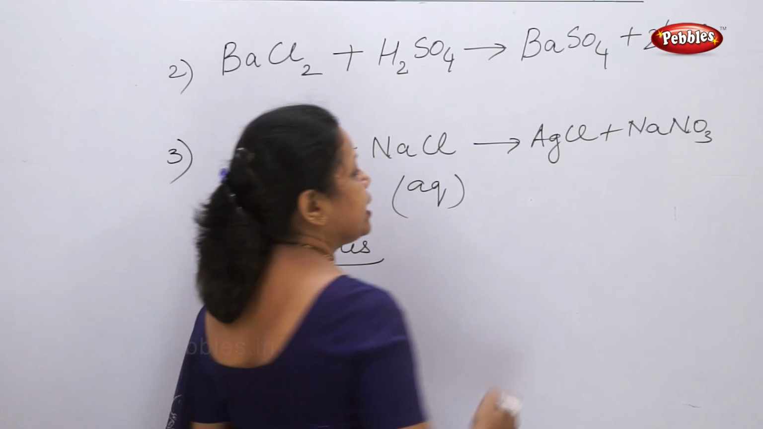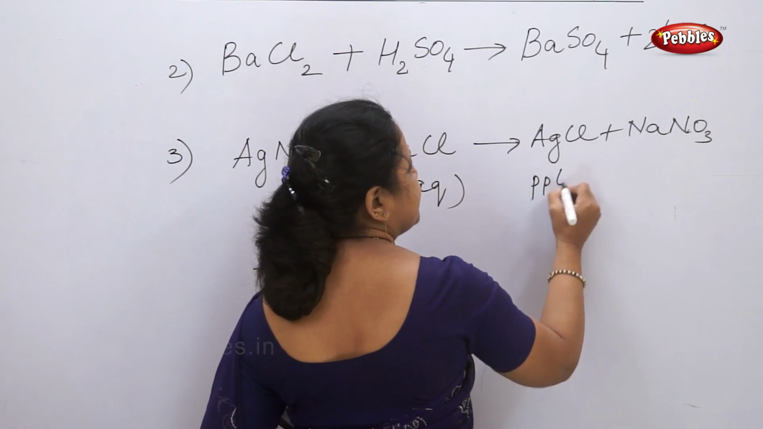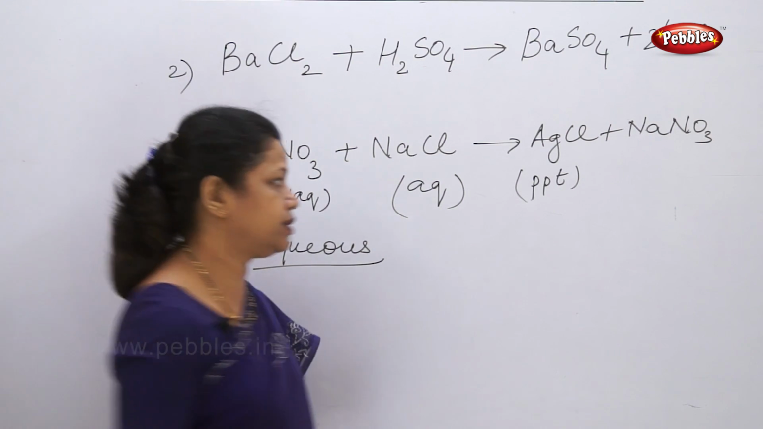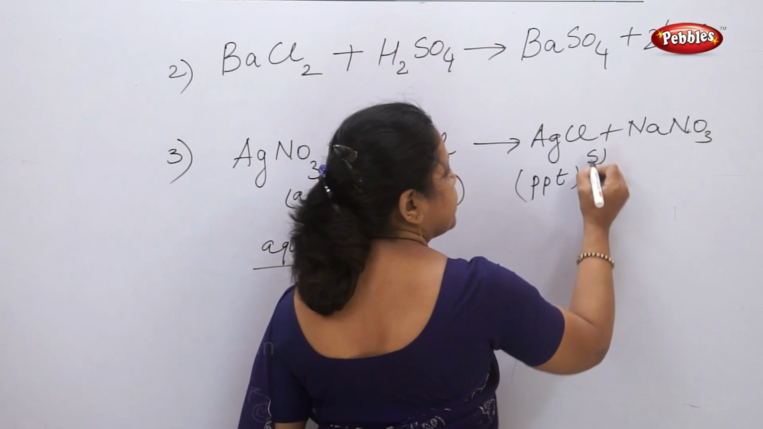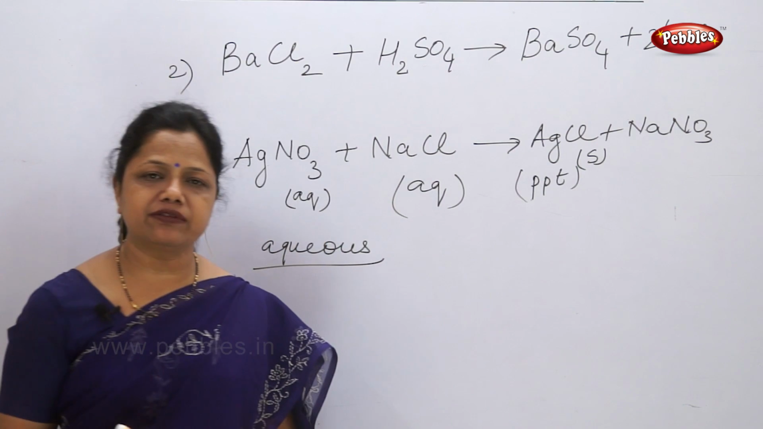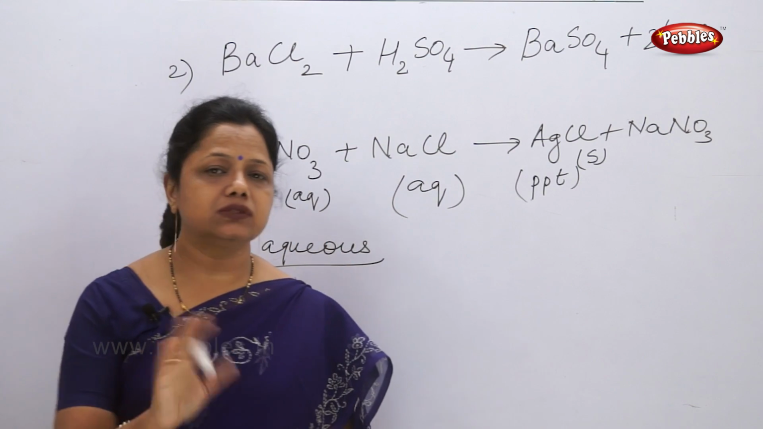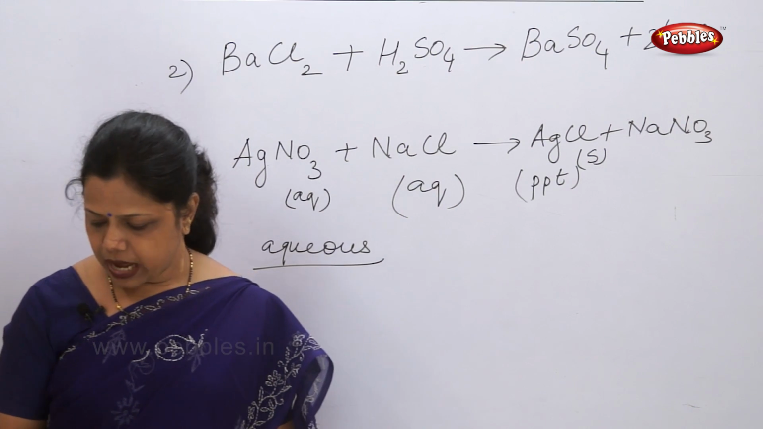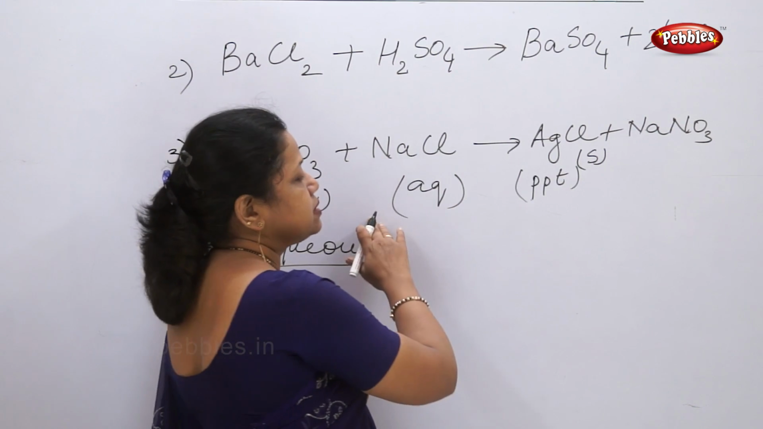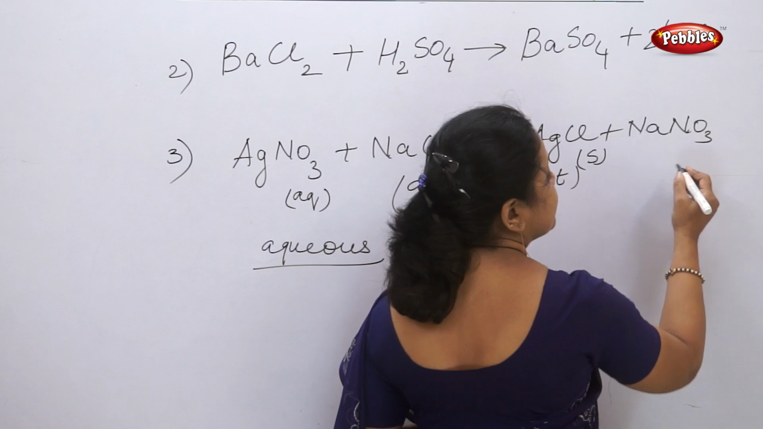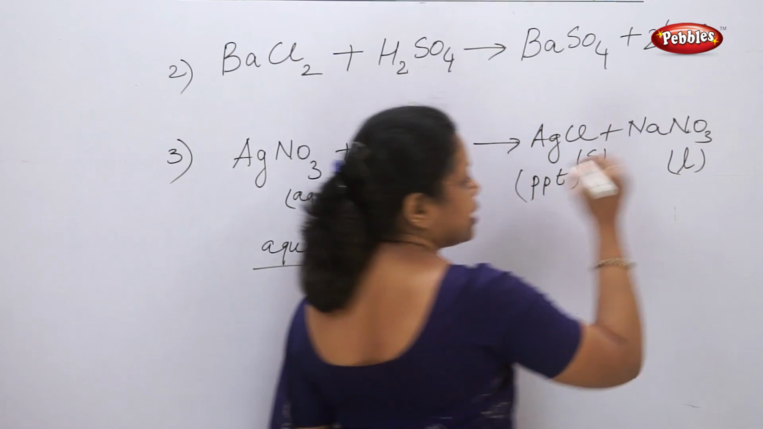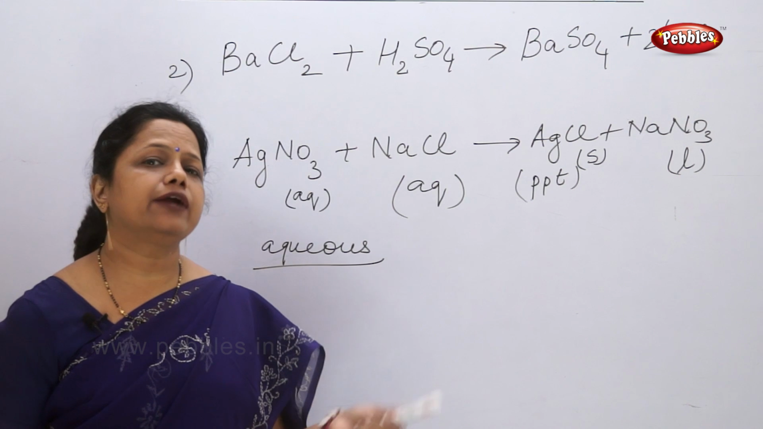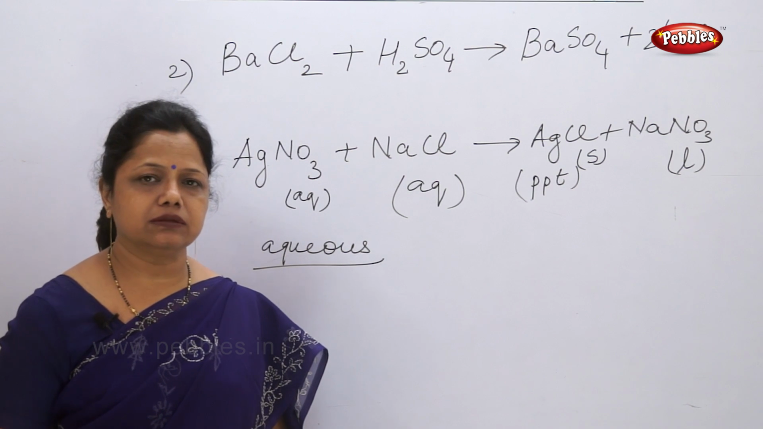Now this we get as a precipitate. PPT is the shortcut for precipitate. It is solid, so I will write S. It is a solid precipitate which settles down and does not dissolve. And NaNO3, now because this was aqueous, this is also in a liquid form which we get, and we write L for it. So these are the states which are required to be written in the chemical equation.